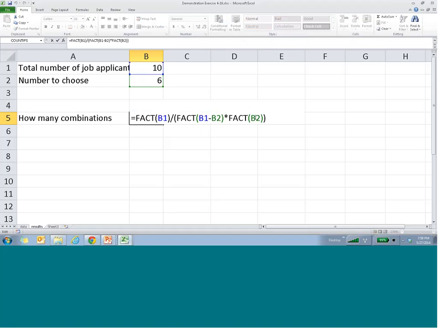When you go back and look at this example problem, look at the formula on page 143, and you can see how these Excel functions correlate with the formula on that page. Any questions on that? Can you guys see how Excel's formula matches with the combination formula in the textbook? Okay, no questions on that one. Okay, so that's a combination.